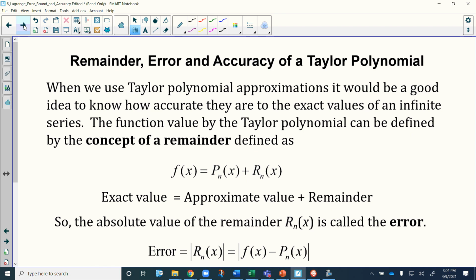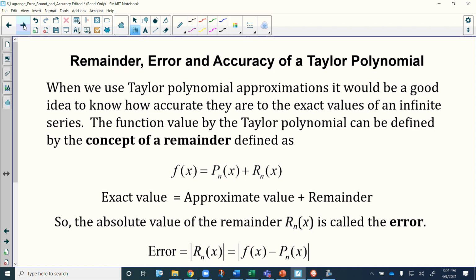Now, the Lagrange error bound, essentially what we've done, and we'll talk about it a little bit more in the lesson as it comes up, but essentially there's an approximation and there's an error, and we take the approximation and we can add and subtract the error, and that plus and minus difference, that's what's known as the Lagrange error bound.